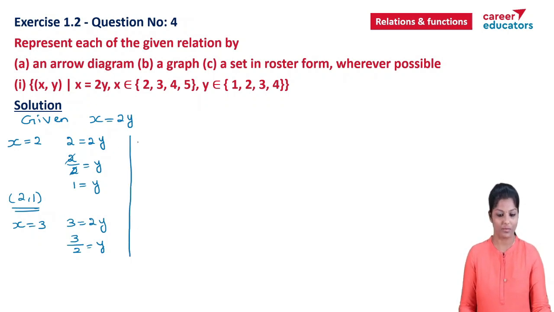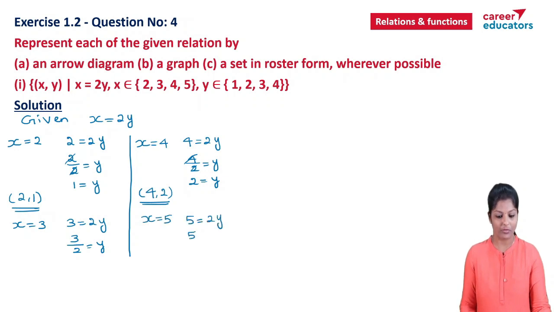Next, if x = 4, 4 = 2y, 4 divided by 2 equals y. If you cancel this, you will get 2 = y. Now we got (4, 2). Next, if x = 5, 5 = 2y. 5 divided by 2 equals y, but 5 by 2 is not an element of y. So, 5 cannot be related to 5 by 2. Now we got the relation R = {(2, 1) and (4, 2)}.